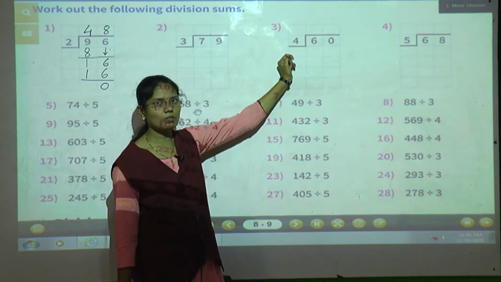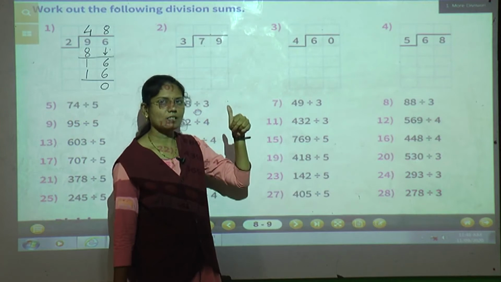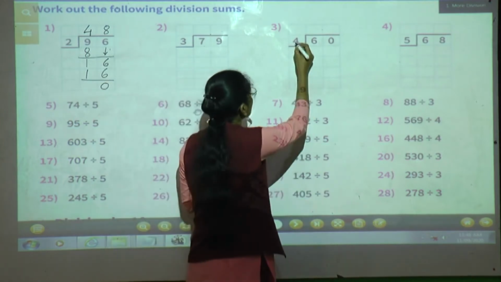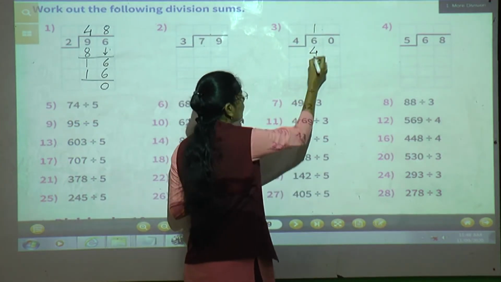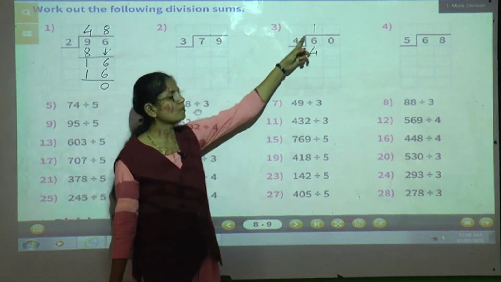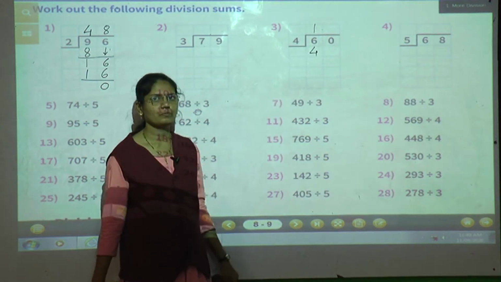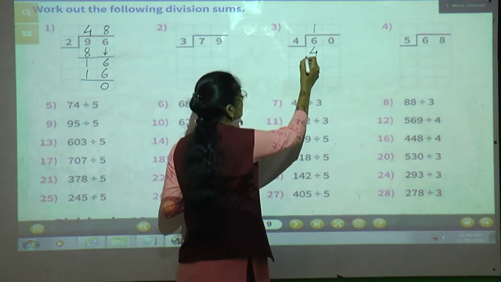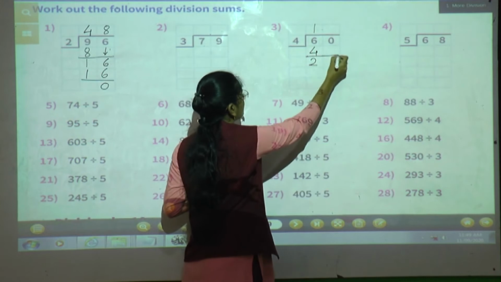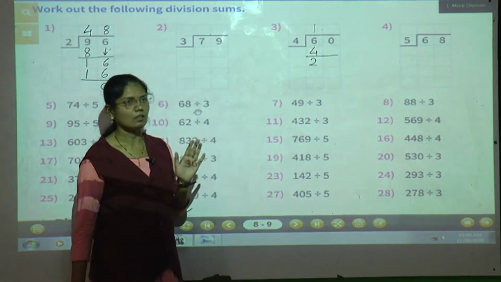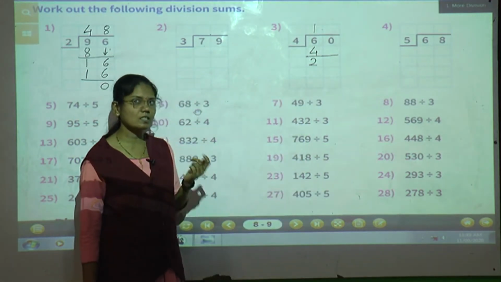See the table of 4. 6 is there? No, 6 is not there. So what we will do? 4 ones are 4. Now do the subtraction. 6 minus 4. Yes. 2. Correct. Here first step is over. Now we'll move to the second step. What is the second step?